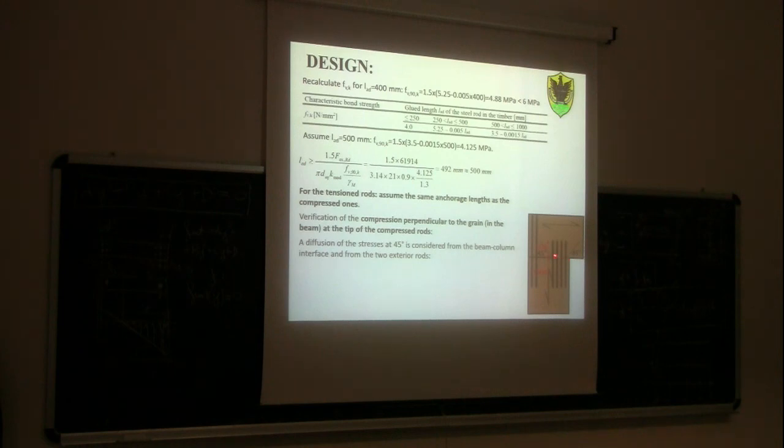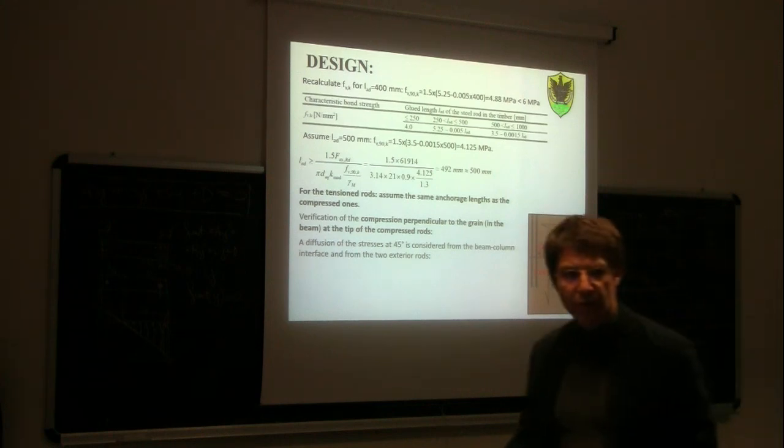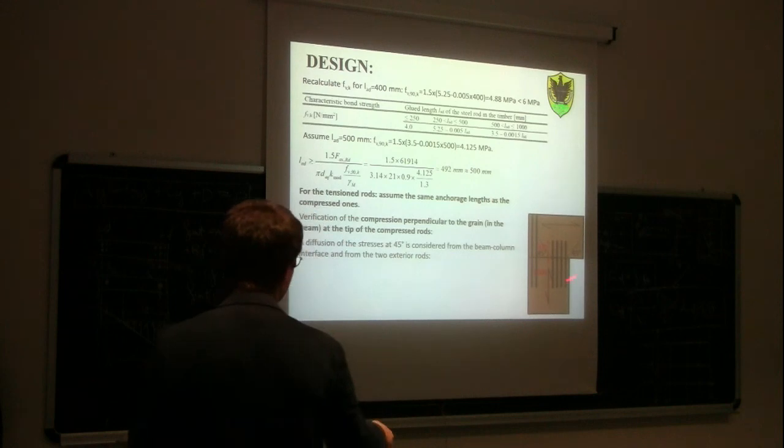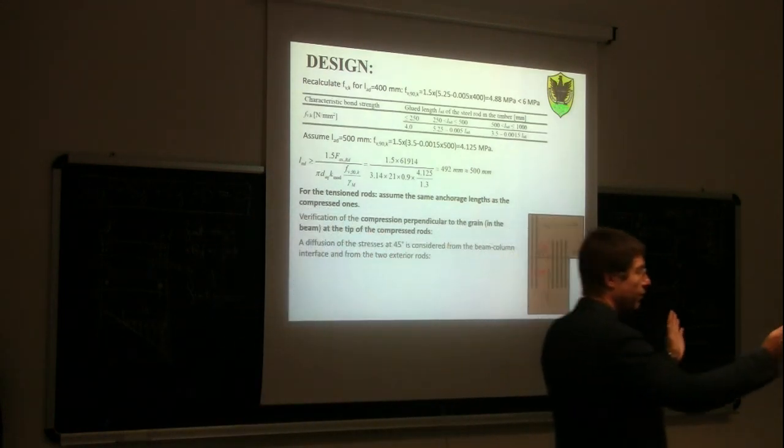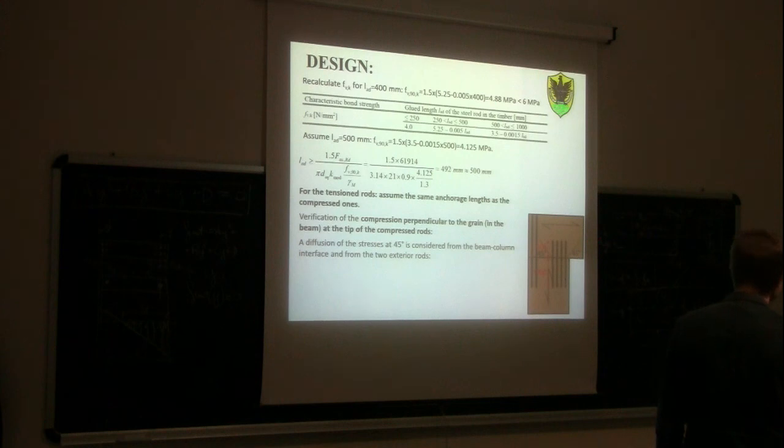If you remember before, we found out with this formula from the reinforced concrete theory that we have a distribution of compressive stresses perpendicular to the grain of the beam. Those stresses can distribute at 45 degrees within the beam, and then we can calculate the value that we can get on the tips of the rods.